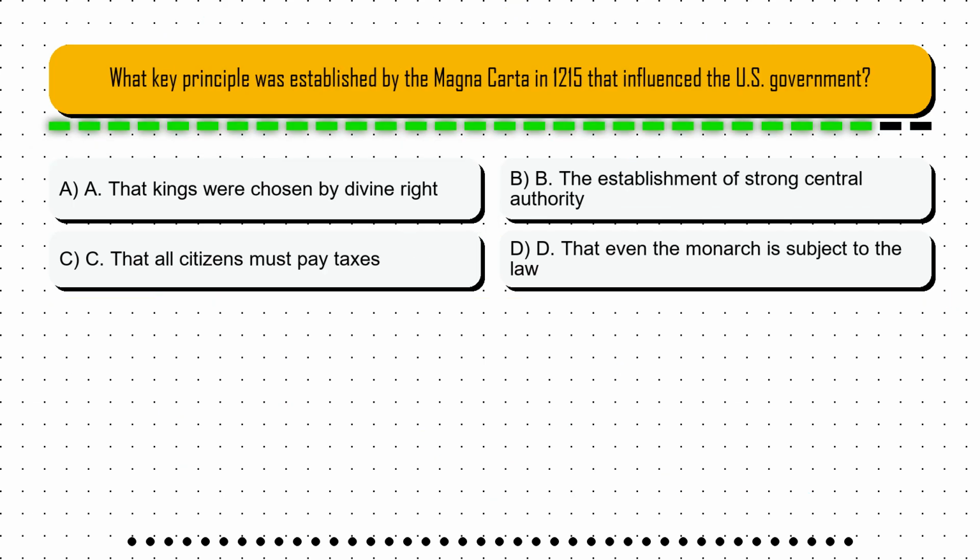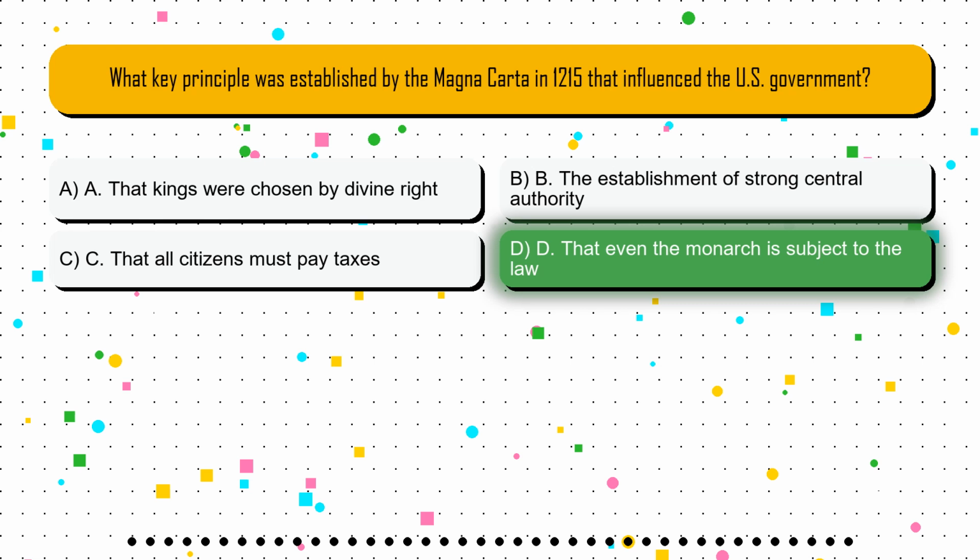Question 21. What key principle was established by the Magna Carta in 1215 that influenced the U.S. government? Option A. That kings were chosen by divine right. Option B. The establishment of strong central authority. Option C. That all citizens must pay taxes. Option D. That even the monarch is subject to the law.